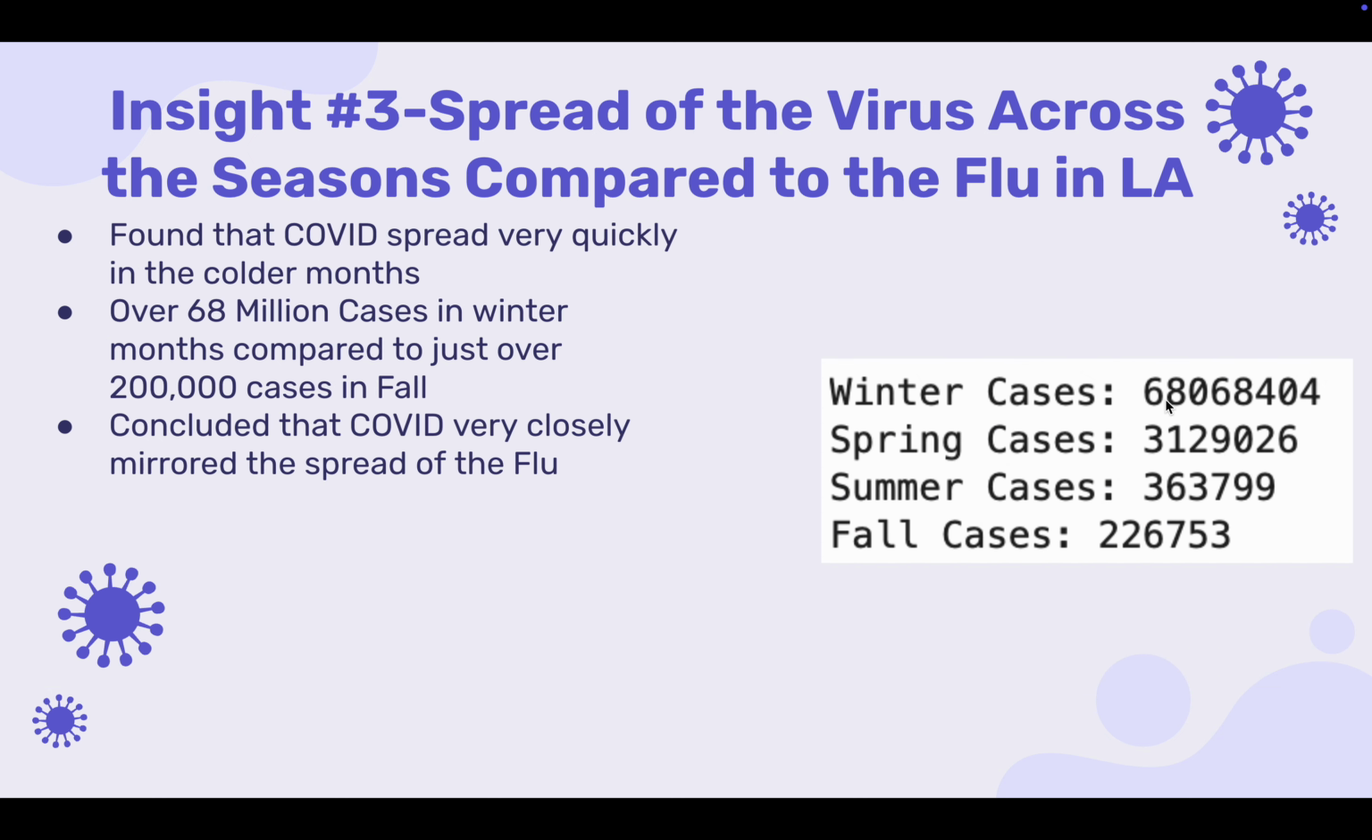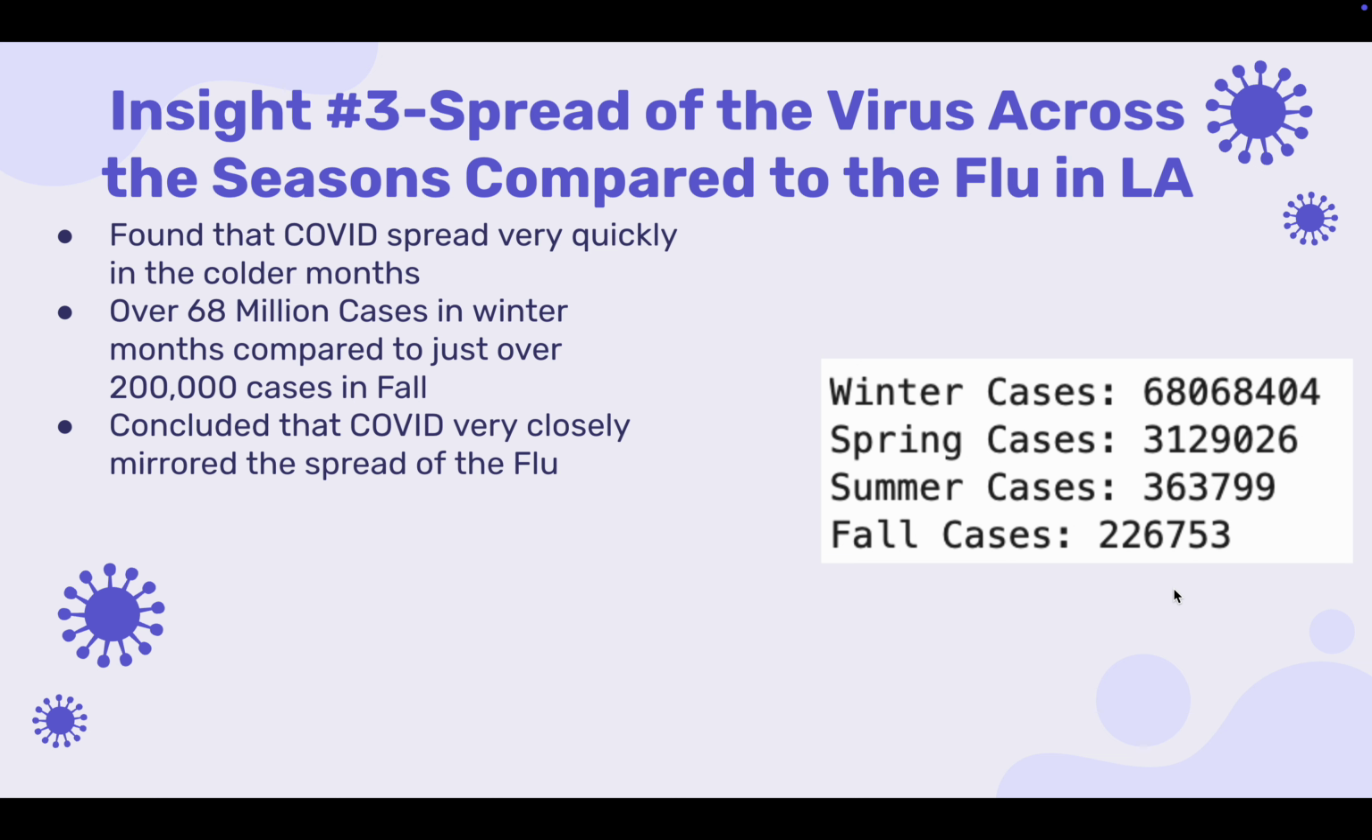And I found that 68 million cases were reported in the winter, while only 220,000 were in the fall. I expected that difference to maybe be between winter and summer instead of winter and fall. I thought fall it would start picking up, and then come winter it would be in full force. It was not the case at all. Fall had by far the lowest numbers, which was interesting to me.